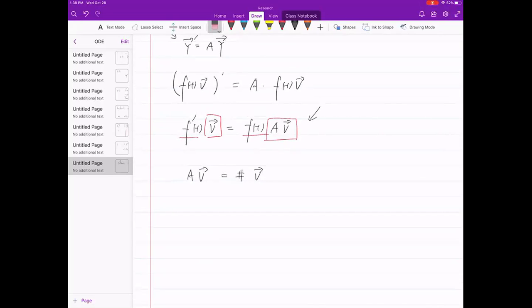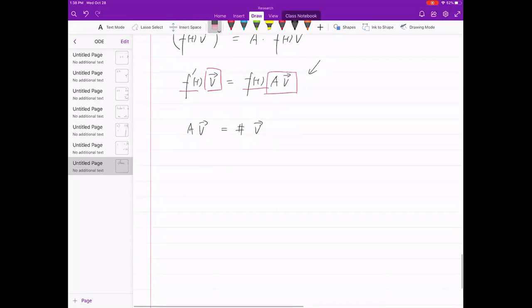Still okay? Okay. Does it look familiar? A matrix acting on a vector is the same as a number times a vector. The number we usually represent by lambda. That's the eigenvalue and the eigenvector. That's the beauty.